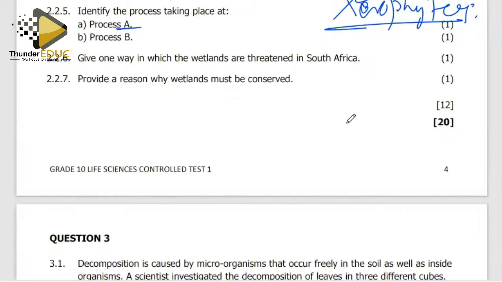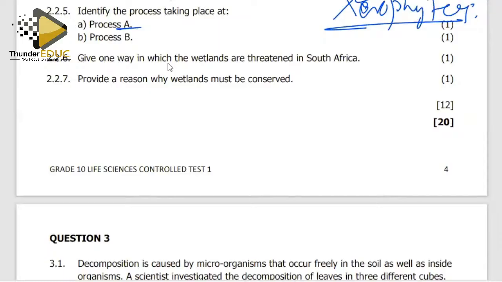Give one way in which wetlands are threatened. They are being over harvested. Yes, so more land is being used for houses. They cut and then put houses. More land is being used for industries, more pollution, and agriculture, so wetlands are being threatened. After a few years, these wetlands will be gone. I'm telling you.